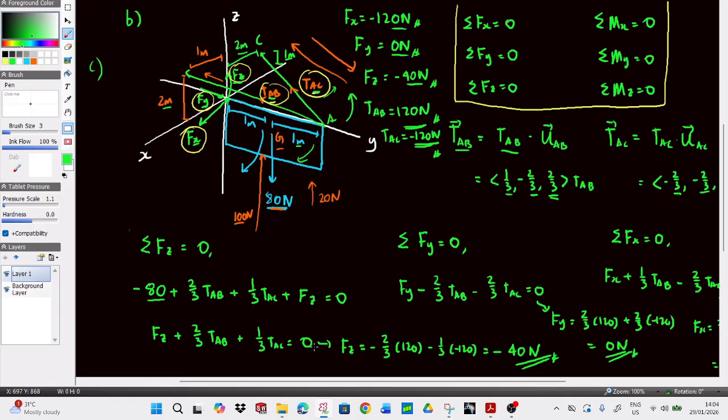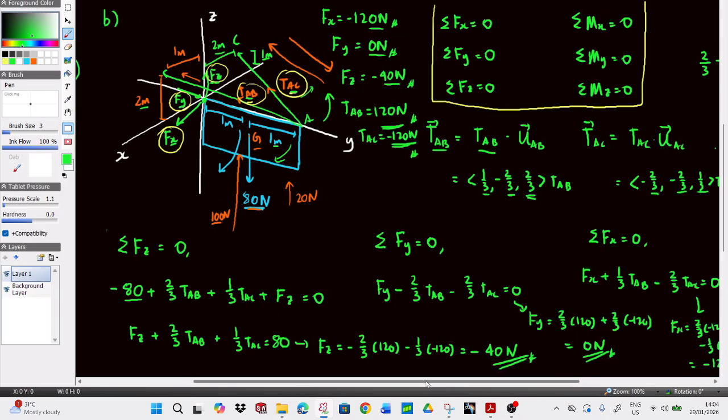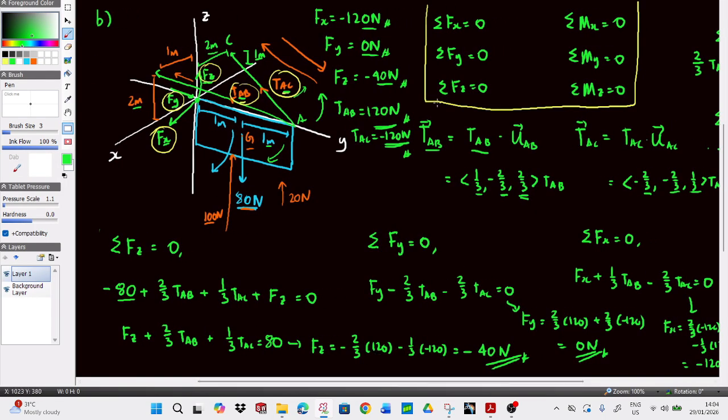So your FZ would have been FZ plus this one becomes 80, right? So now since we already found out that's the case, FZ actually is going to be a bit different. Your answer is not the same. So FZ is going to bring it here plus 80. Okay? But this doesn't change your Fy and your Fx, by the way. I think this does not affect your Fx and Fy. So negative 2 over 3 times 120 minus 1 over 3 times negative 120 plus 80. So it's 40. So Fz is supposed to be 40 newtons. Okay? So Fz is 40 newtons. Okay? So let's see.